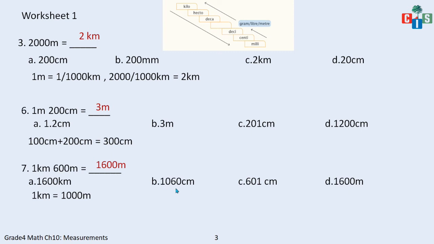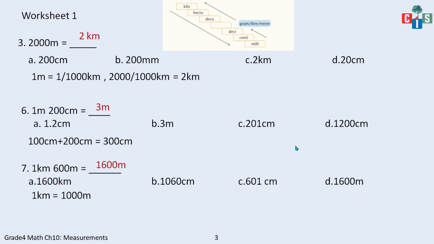Let's check out the B part. Now from kilometers you are moving to centimeters. So you are moving downwards, you will multiply it by so many. It's, I suppose, 10, 100, 1000, 10,000, lakh. So these are also not in the lakhs. So these both are not the right options. The last option is 1600 meter. So 1000 meter plus 600 meter will give me 1600 meter. So that's the correct answer.